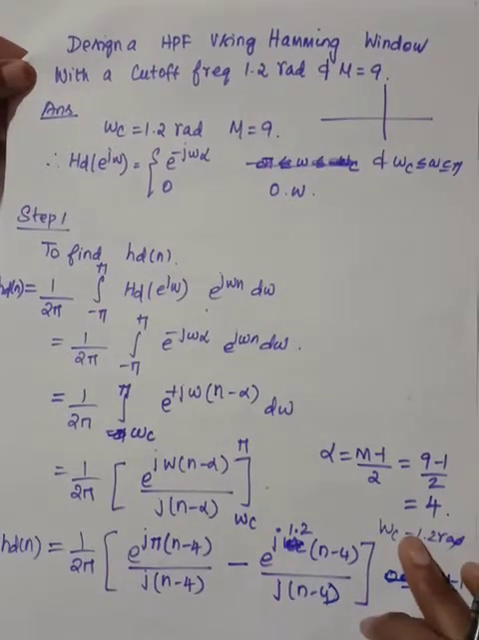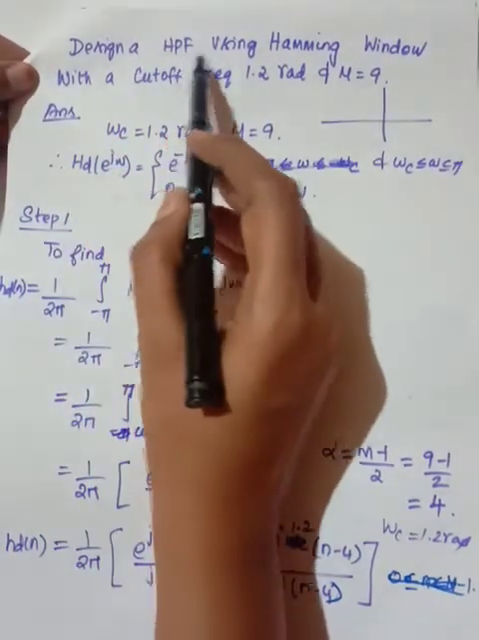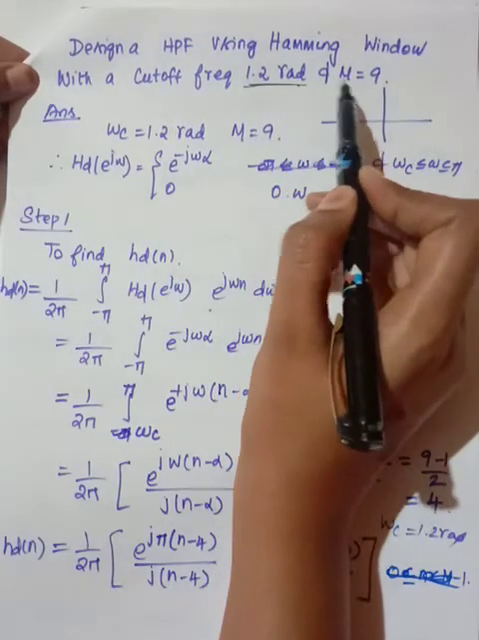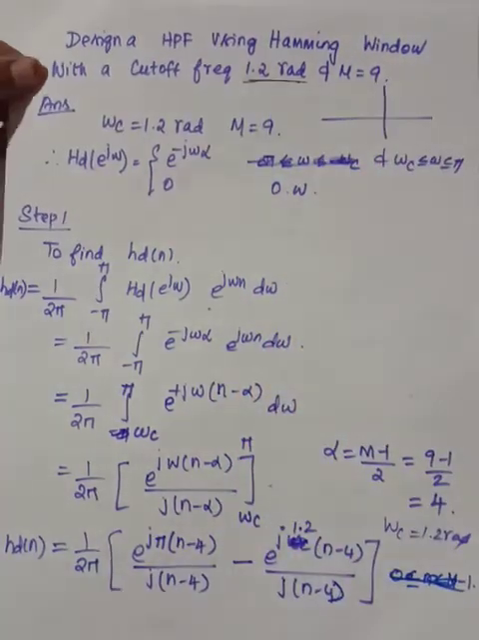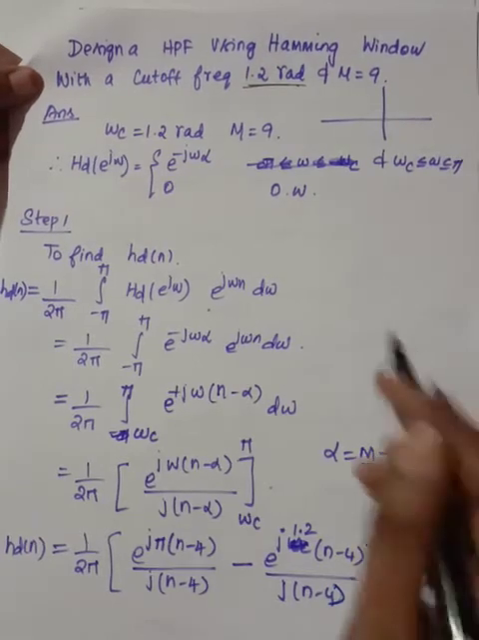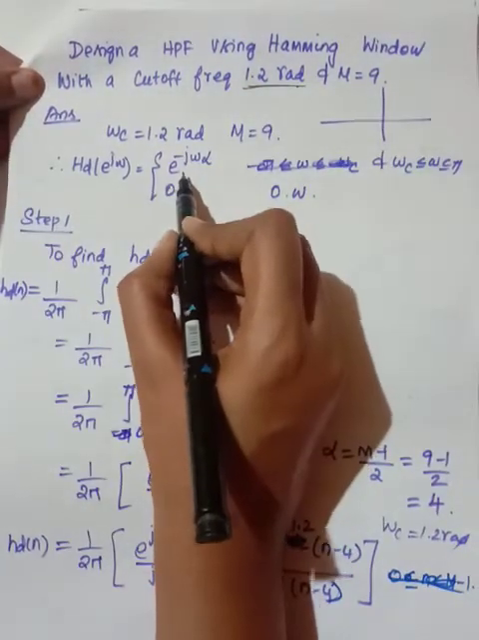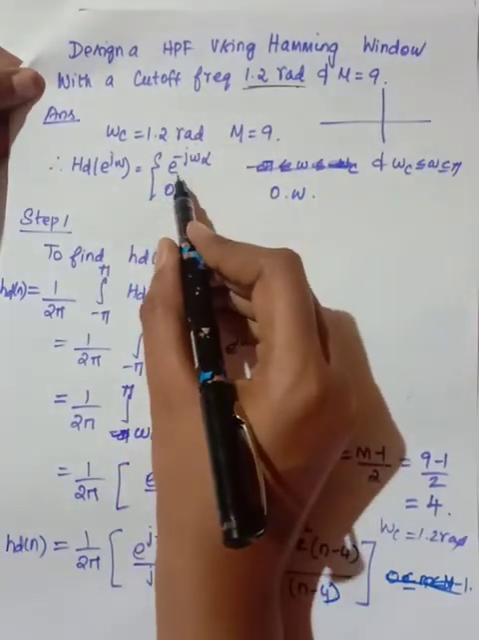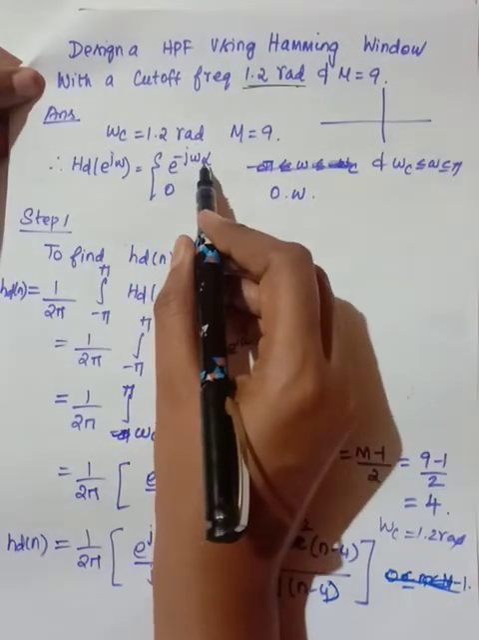Now here is another problem. You are going to design a high pass filter. They have given the cutoff frequency as 1.2 radian per second and they have not mentioned any desired response. Here either you can choose 1, because they have not given any response, or otherwise I can choose e power minus j omega alpha.